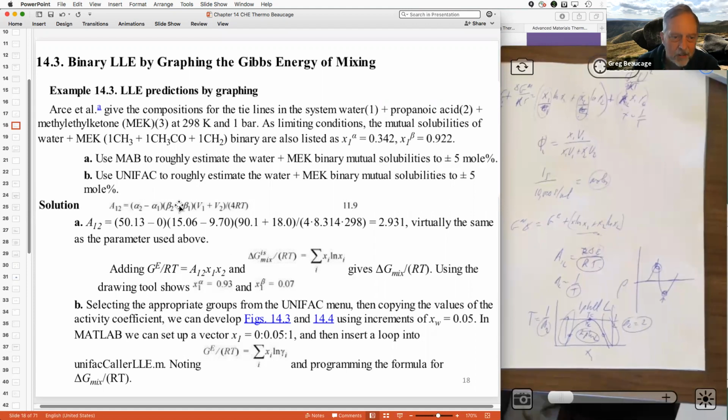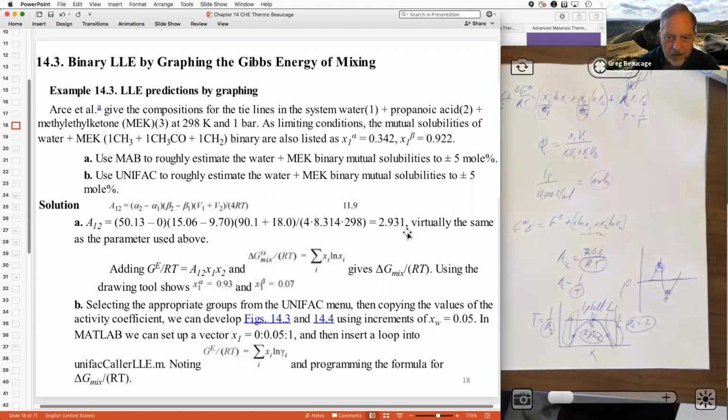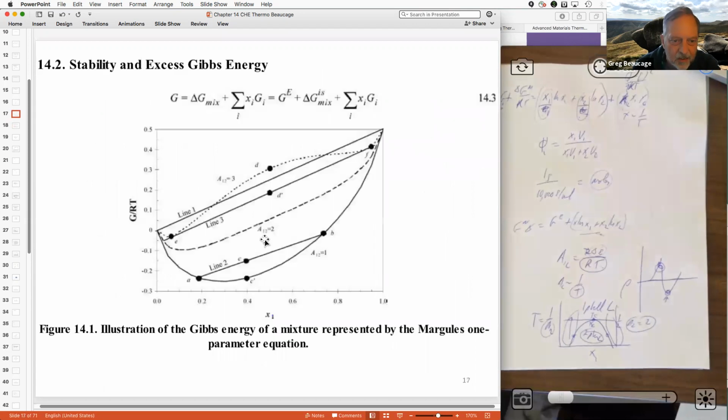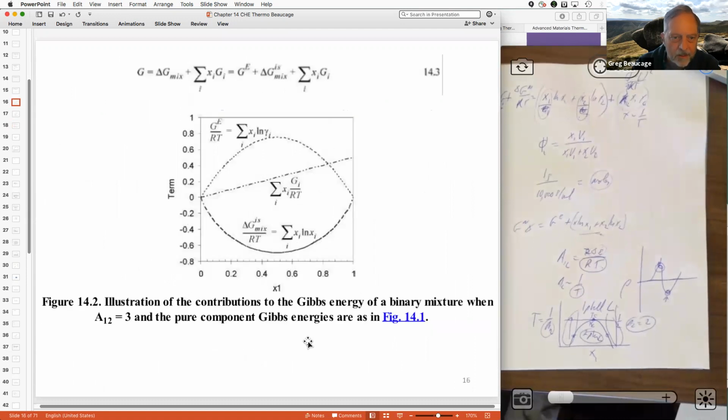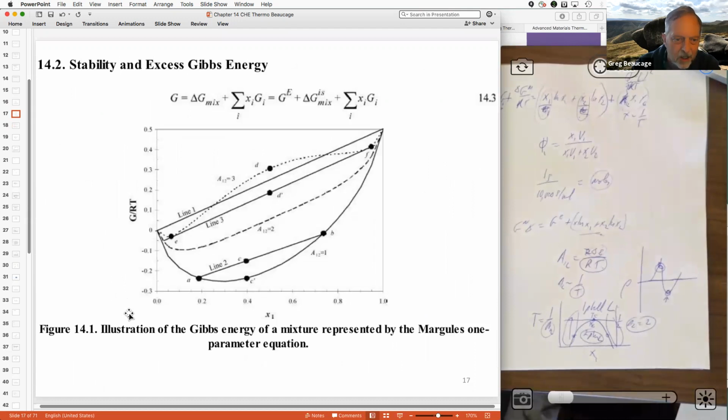First thing, just look up the alpha betas in the back of the book, and then calculate A12 by the Margules. All these are in the back flap of the book. It's just plug and play, and you get 2.931. So it turns out that 2.931 is the same. This is all done for A12 equals 3. These things are all calculated for A12 equals 3, so at least this plot is done for A12 equals 3.